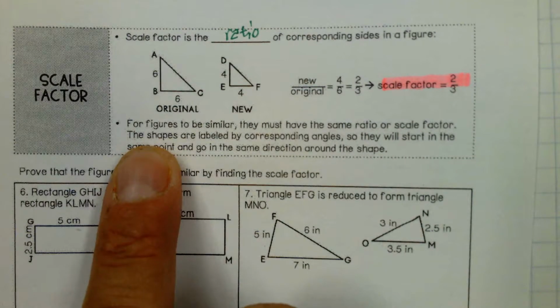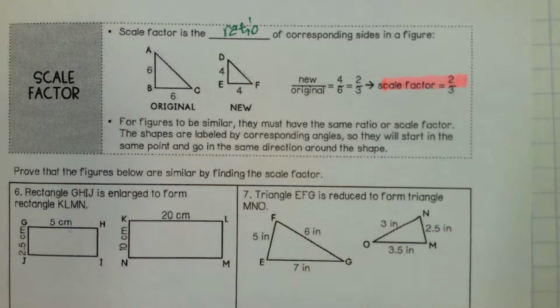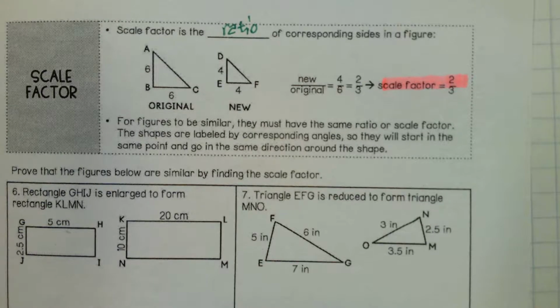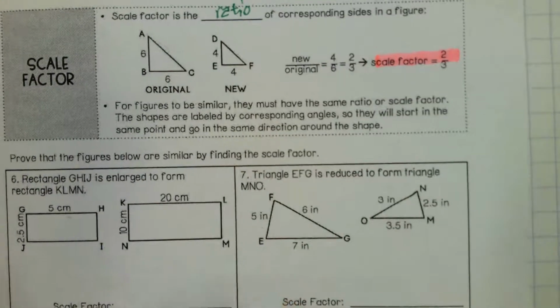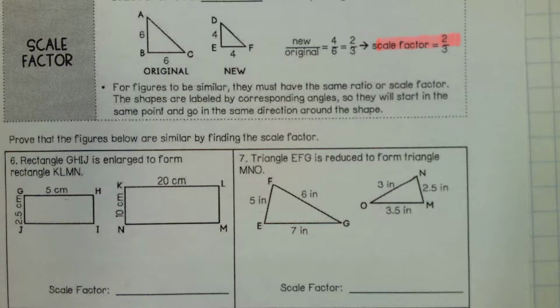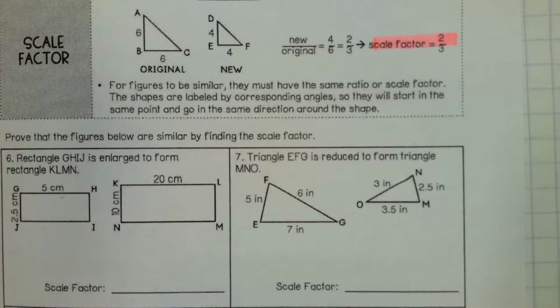Kaylee, would you read that for us? For figures to be similar, they must have the same ratio or scale factor. The shapes are labeled by corresponding angles, so they will start at the same point and go in the same direction around the shape. Okay. So one way to tell if we have similar figures is to see if they have the same scale factor. So we have these two rectangles, GHIJ and KLMN, and we're going to prove that the figures below are similar by finding the scale factors.